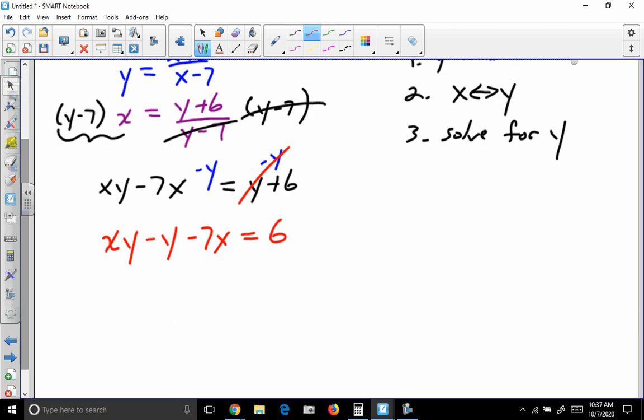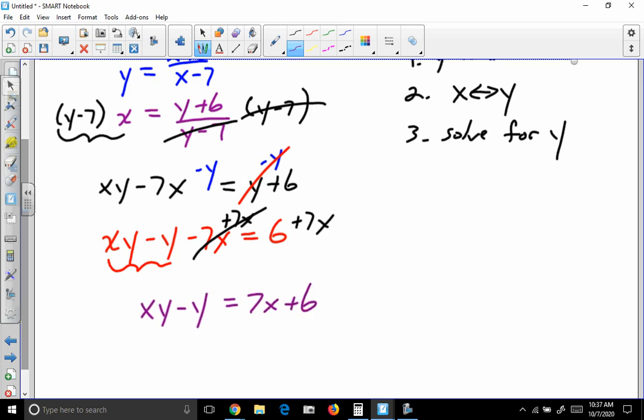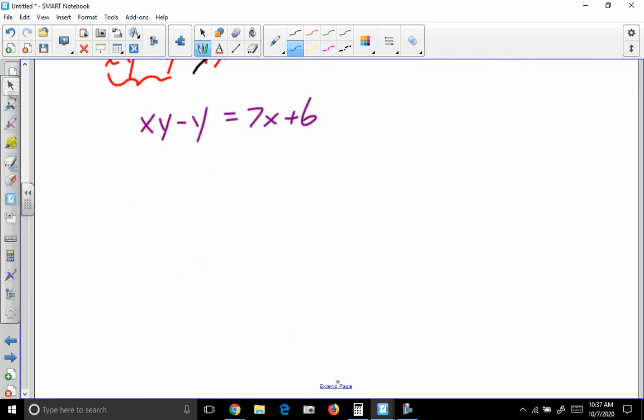So both of these terms have a y. This term doesn't. So to get this term to the other side, so that only y terms are on the left, we do the opposite, so add 7x to both sides. So we get xy minus y equals, let's call that 7x plus 6. And the reason we get all of the y terms on one side is that that will give us a common factor. Every term has a y, so we can pull a common factor of y out. That leaves us with an x minus 1.